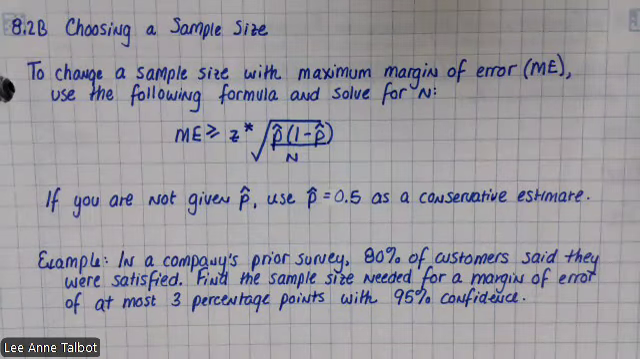So you guys should know that your sample size has to be less than 10% of the population. So it can't be too big. It can't be more than 10% of the population. That's the 10% condition.